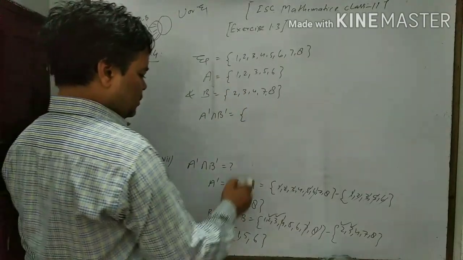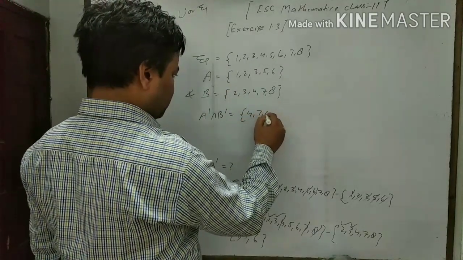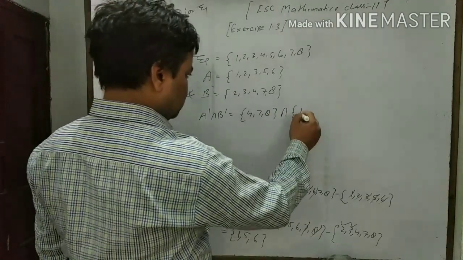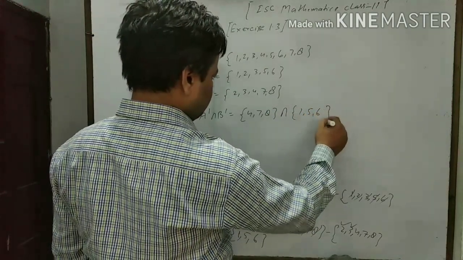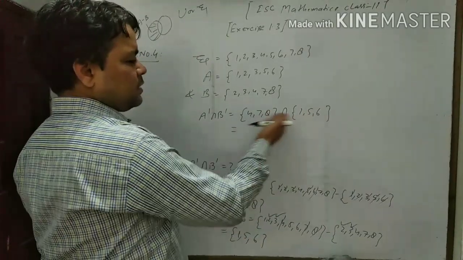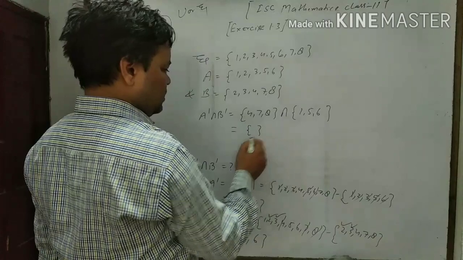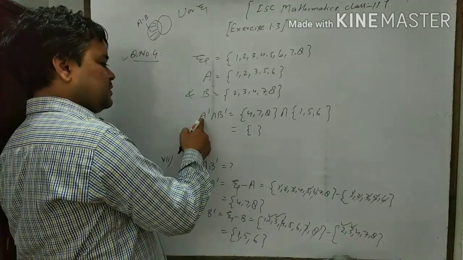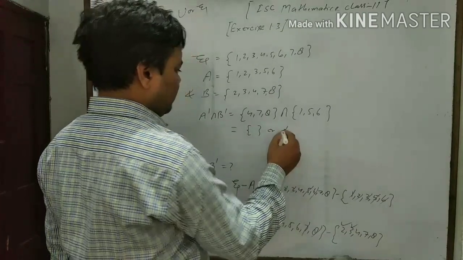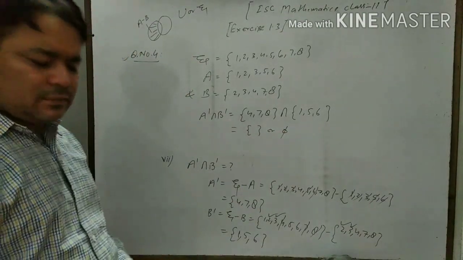That is, complement of A is what? 4, 7, 8. Intersection with this, 1, 5, 6. But here we find that no elements are common. Therefore, again, the intersection of complement of set A and complement of set B will be the null set or void set. This is fine. Okay, I hope you understand.